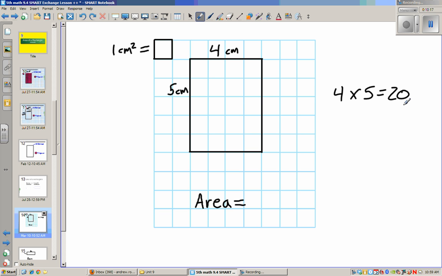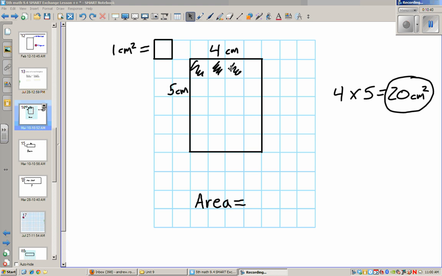Now the critical part. 20 what? Llamas, zebras, kangaroos? No, my unit is centimeters, but I'm measuring these squares. I'm measuring how many squares they are in this flat surface, so I have to write squared. 20 centimeters squared is my answer. And we can confirm that by counting 1, 2, 3, 4, 5, 6, 7, 8, 9, 10, 11, 12, 13, 14, 15, 16, 17, 18, 19, 20. So we've got 20 centimeters squared.